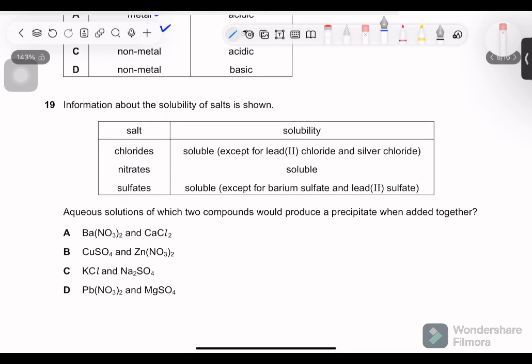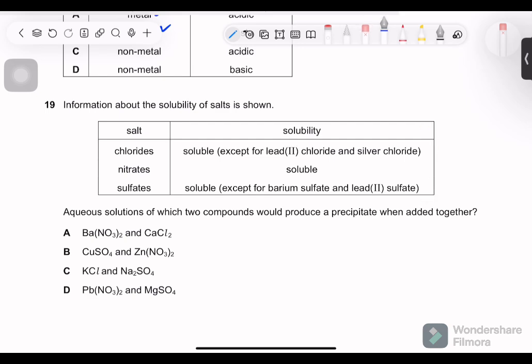Information about the solubility of salts is shown. Chlorides, aqueous solution of, let me just read the question. Aqueous solutions of which two compounds would produce a precipitate when added together? Okay, so this you should be knowing yourself too.